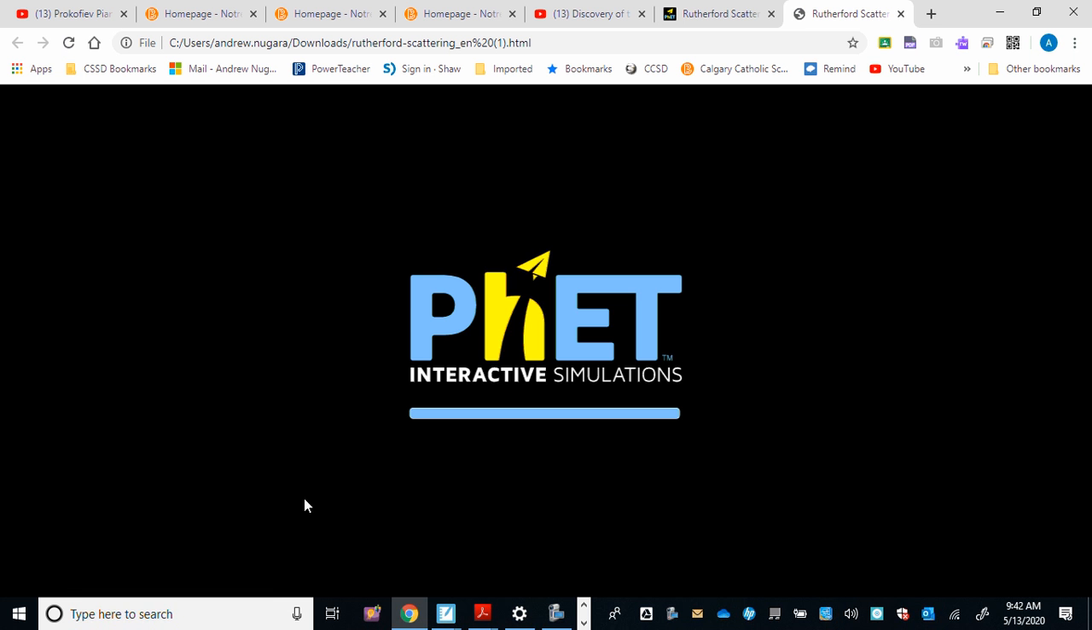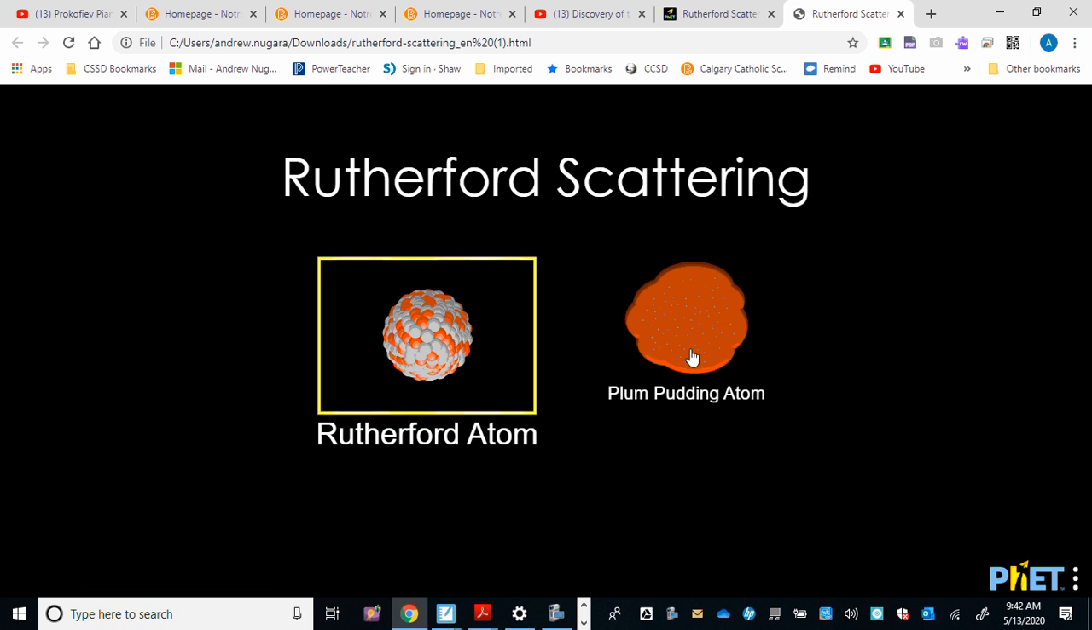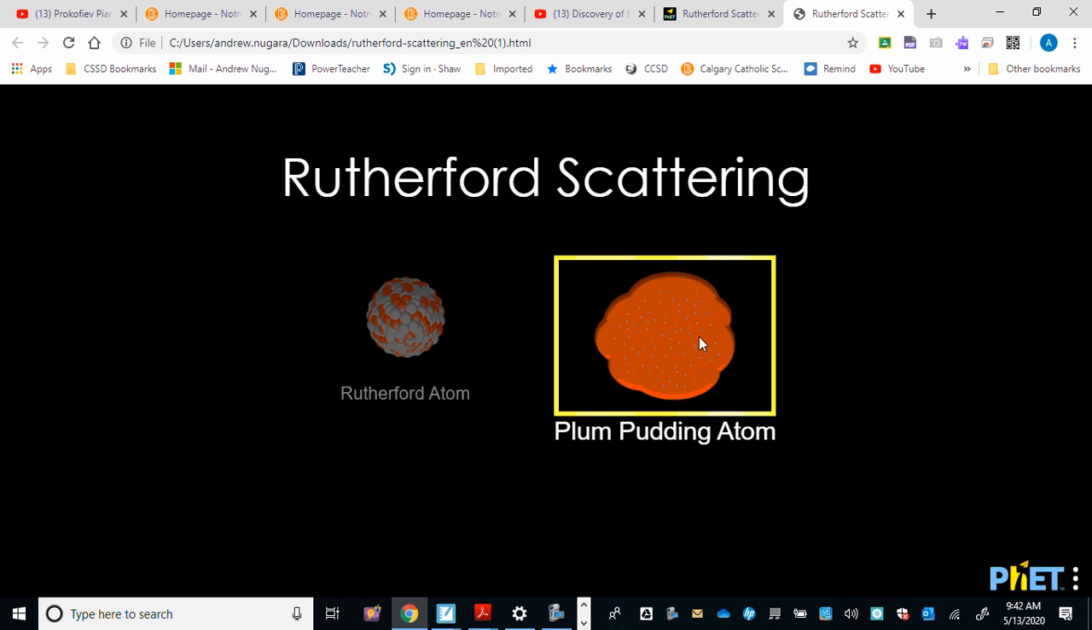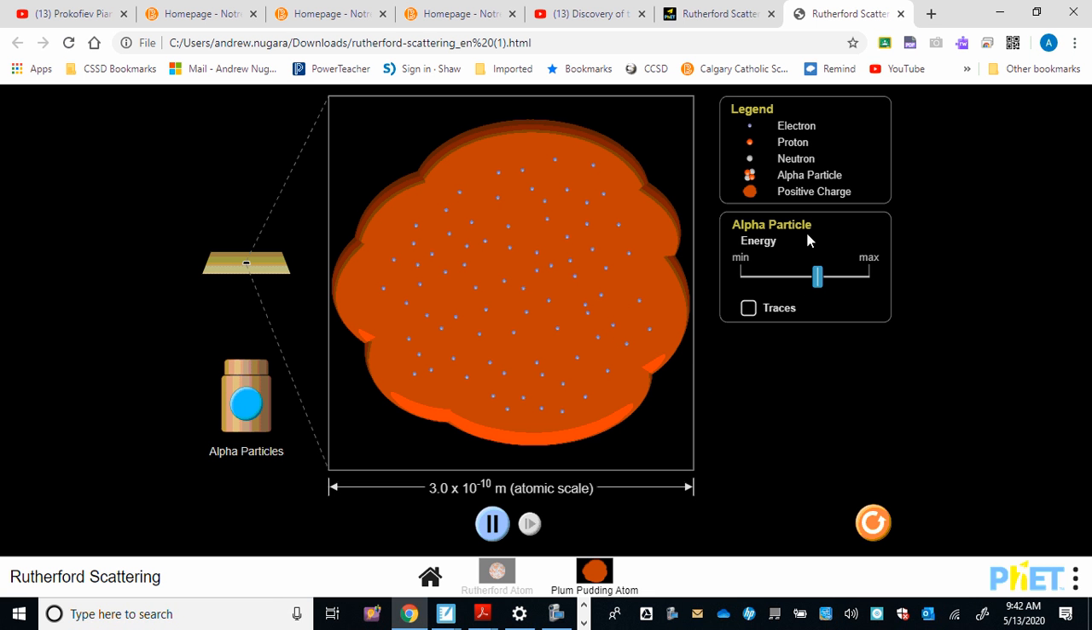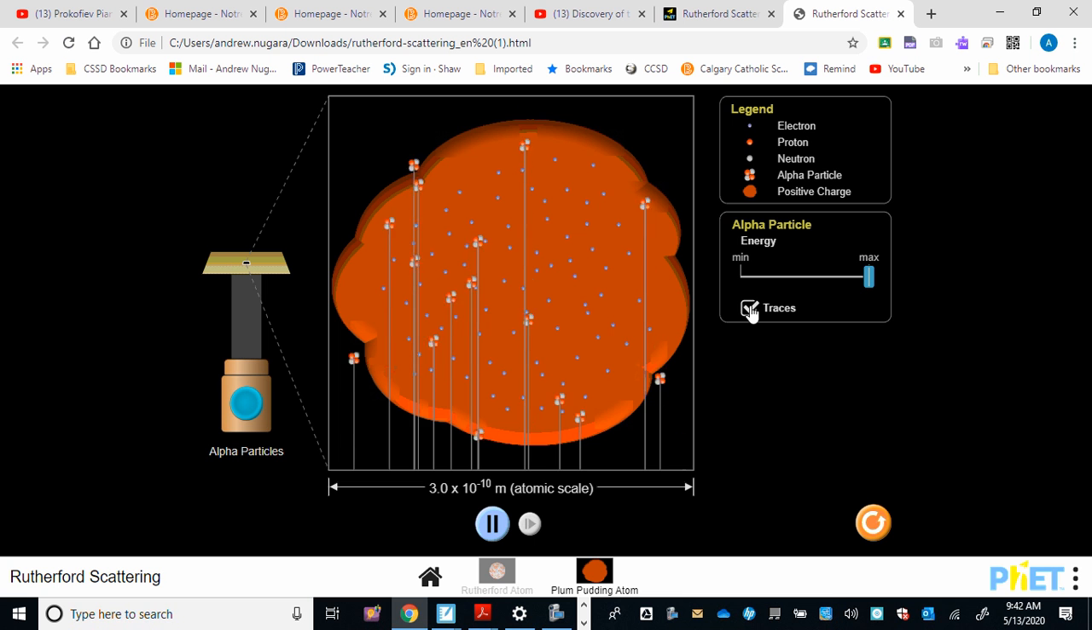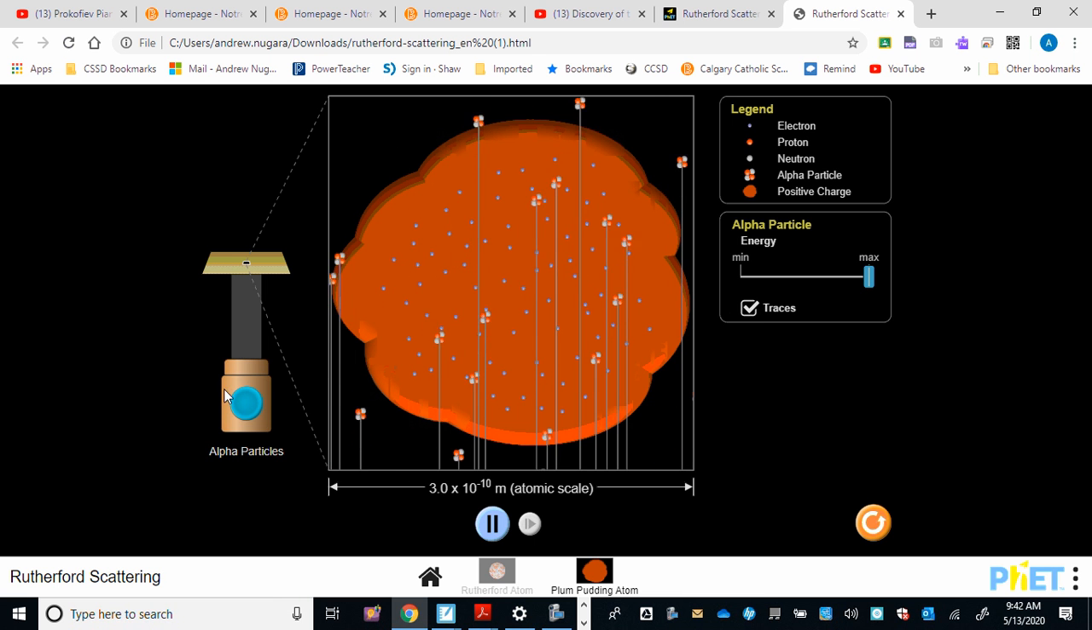So here's a PhET demonstration of Rutherford scattering. Well, here's the plum pudding model. Right, there's the plum pudding model. Those are alpha particles. Let's give them a little bit of energy. We'll put traces on them. So that's what you would expect.